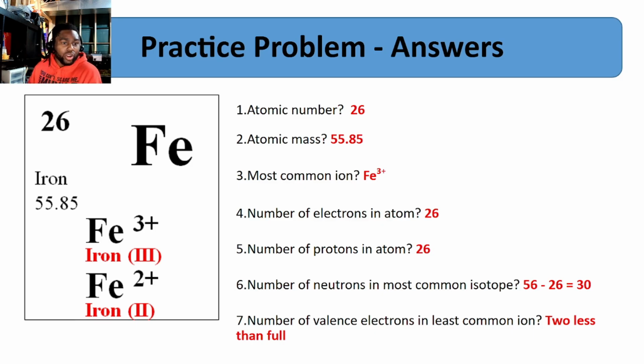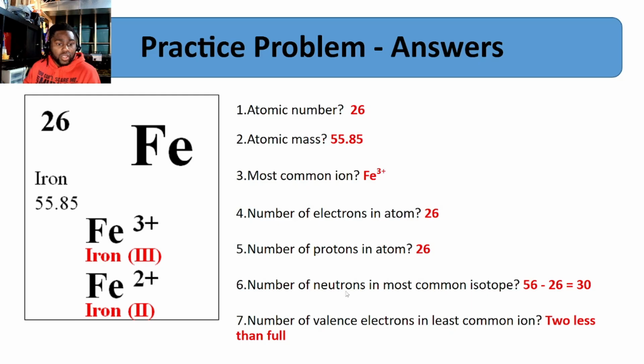So the atomic number is 26. So there are 26 protons with Fe, which is iron. What is the atomic mass? It's 55.85. The most common ion is iron 3. Number of electrons in the atom, well, it's 26. It's going to be equal to the amount of protons. Number of protons, that's going to be equal to the atomic number, which is 26.